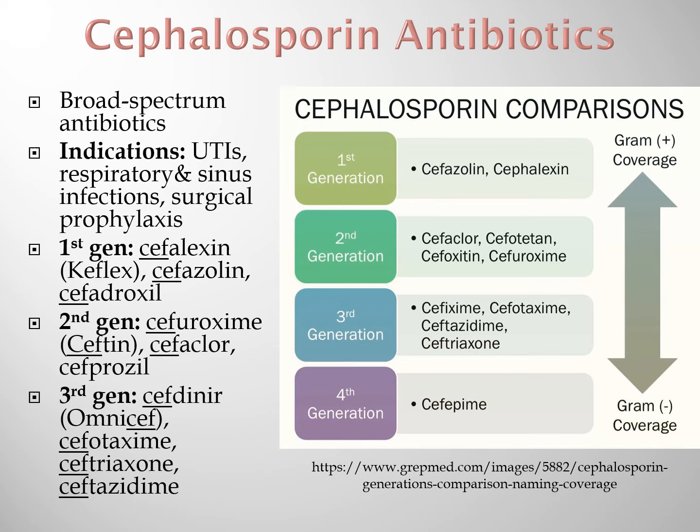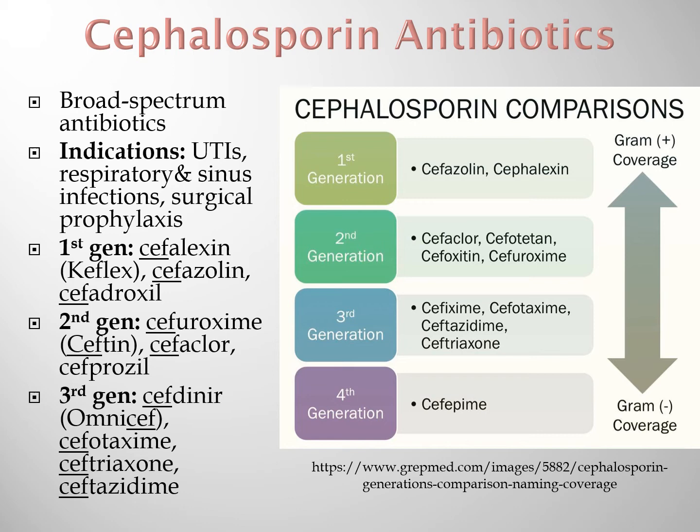Okay, so here's a nice slide on cephalosporins. And I mentioned before that cephalosporins are very similar in structure to penicillin. They have a beta-lactam ring. Okay? They just have slightly different structures that are coming off of the ring, different molecules. So we call them cephalosporin antibiotics. Okay?